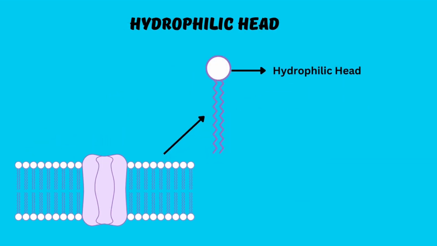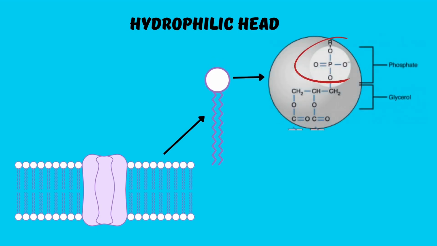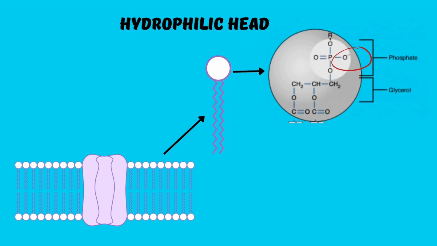The hydrophilic head of a phospholipid is composed of a phosphate group linked to a glycerol molecule. This phosphate group carries a negative charge, making it polar and attracted to water molecules, making it hydrophilic. The glycerol backbone further stabilizes the structure of the phospholipid.